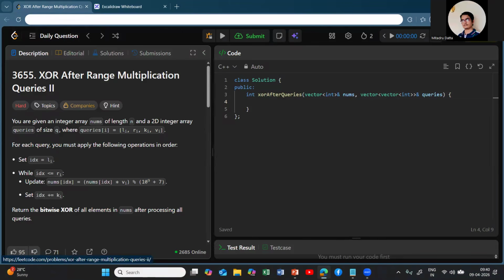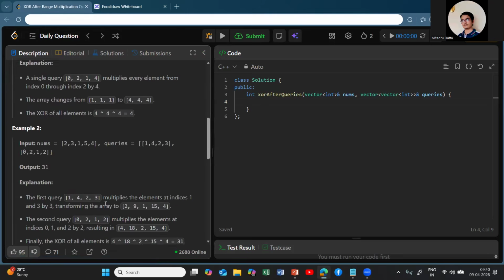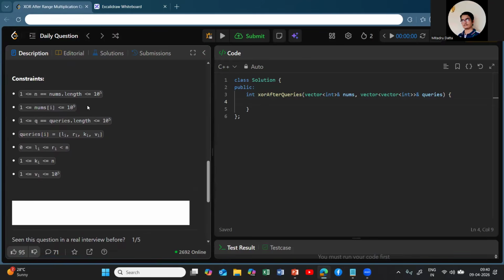XOR after range multiplication queries. You are given an integer array nums of length n and a 2D integer array queries of size q, where queries of i is Li, Ri, Ki, and Vi. So at first, I hope you have already solved yesterday's problem, which has the exact same question but with different constraints. Okay, the constraint was 1e3 yesterday, which is 1e5 today.